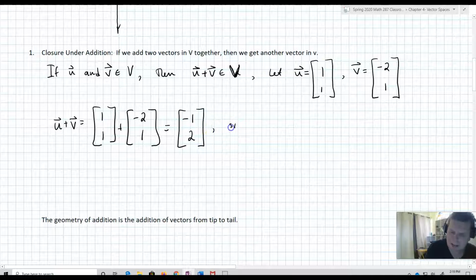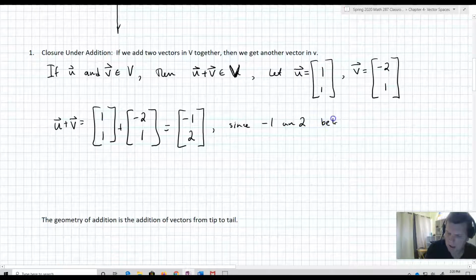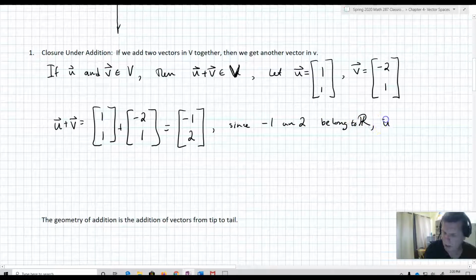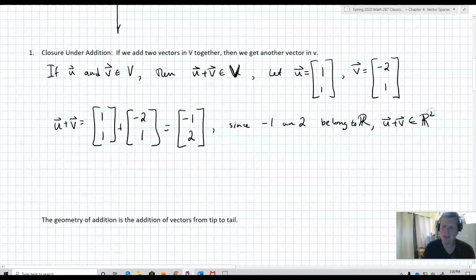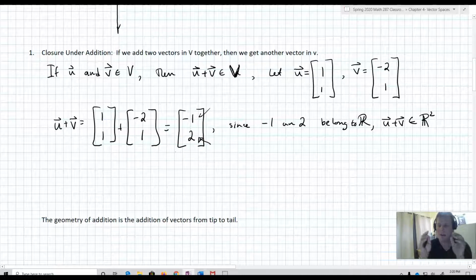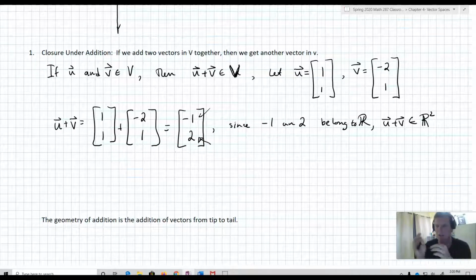Since -1 and 2 belong to the reals, belong to R, the resultant vector U plus V also belongs to R2. So basically, any duple where the two values are in the real number line is going to be part of R2. What you notice is that if you add (1, 1) plus (-2, 1), you get another one that has real number values, and there are 2 of them, so it also belongs to R2. Hence, the addition of U and V belongs to R2.